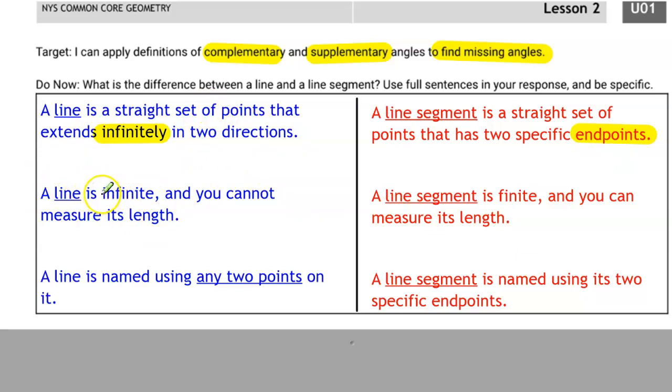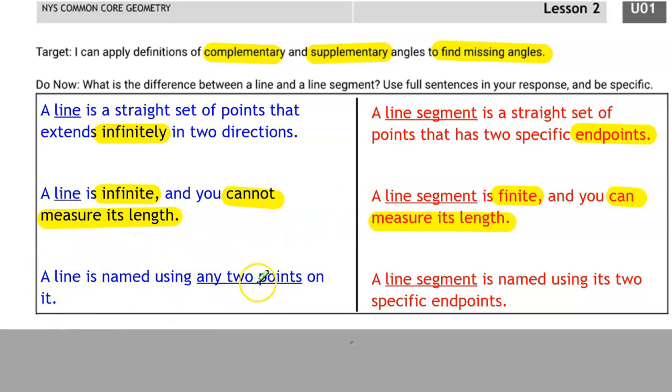Speaking of infinite versus finite, infinite means you can't measure its length. You cannot measure its length because it goes on forever. What's the length? Infinity. However, a line segment is finite. It stops at each endpoint. You can measure its length. Easy enough just by using the distance formula or Pythagorean theorem or some other method.